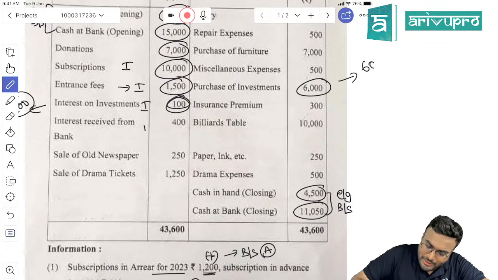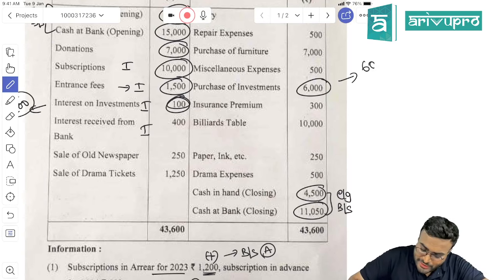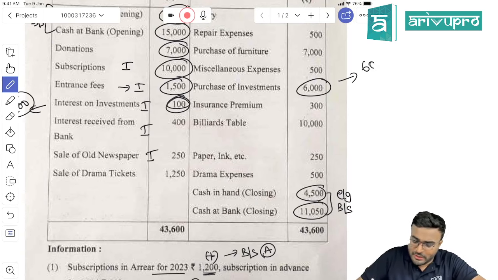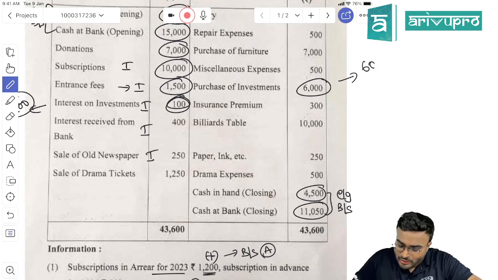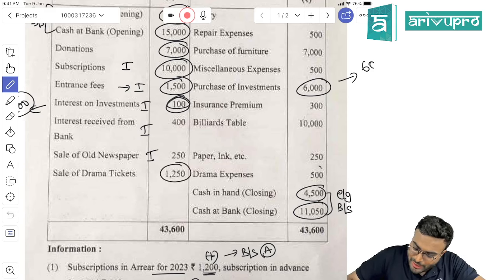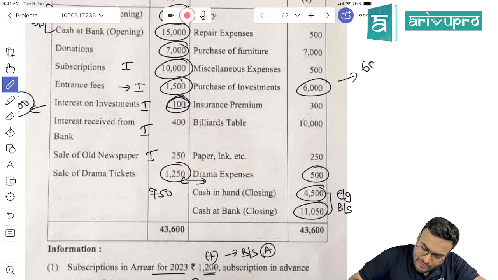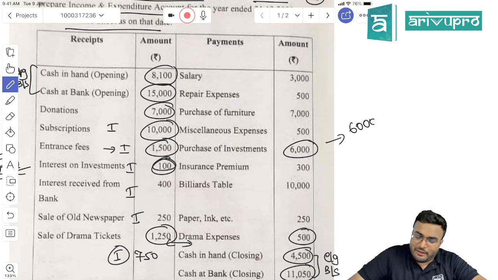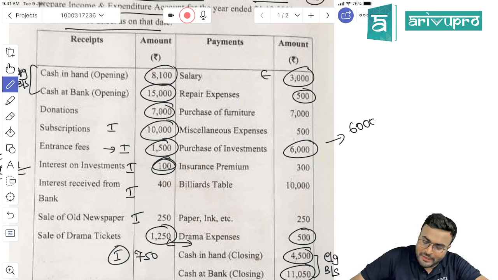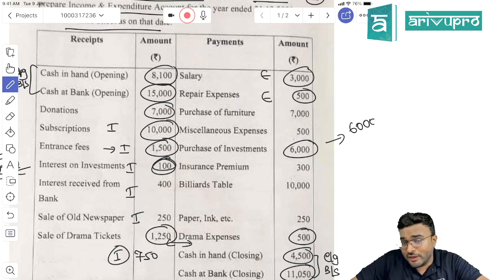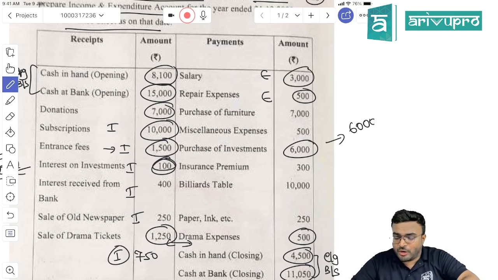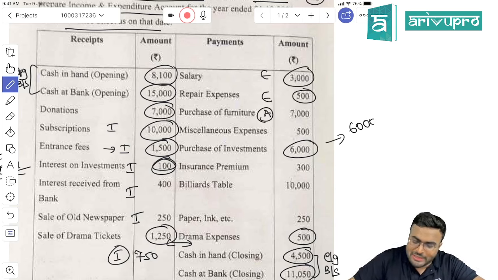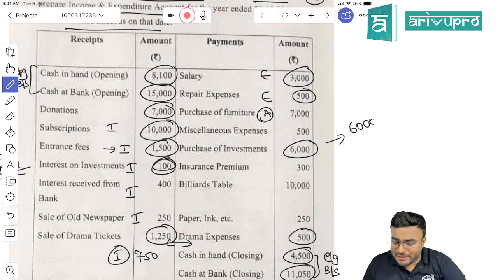Now let's see what other items we have. Interest received from bank. It will be taken as income directly. No issue. Sale of old newspaper, income. Sale of drama ticket. Now what will you do? Drama ticket is over here. Drama expense is over here. You will set it off and you will take 750 in the income and expenditure account on the income side. Okay. Now salary. You will take it as expense. Repair is expense. Purchase of furniture. It will go into the balance sheet as an asset. Miscellaneous expense. It will be taken as expense.